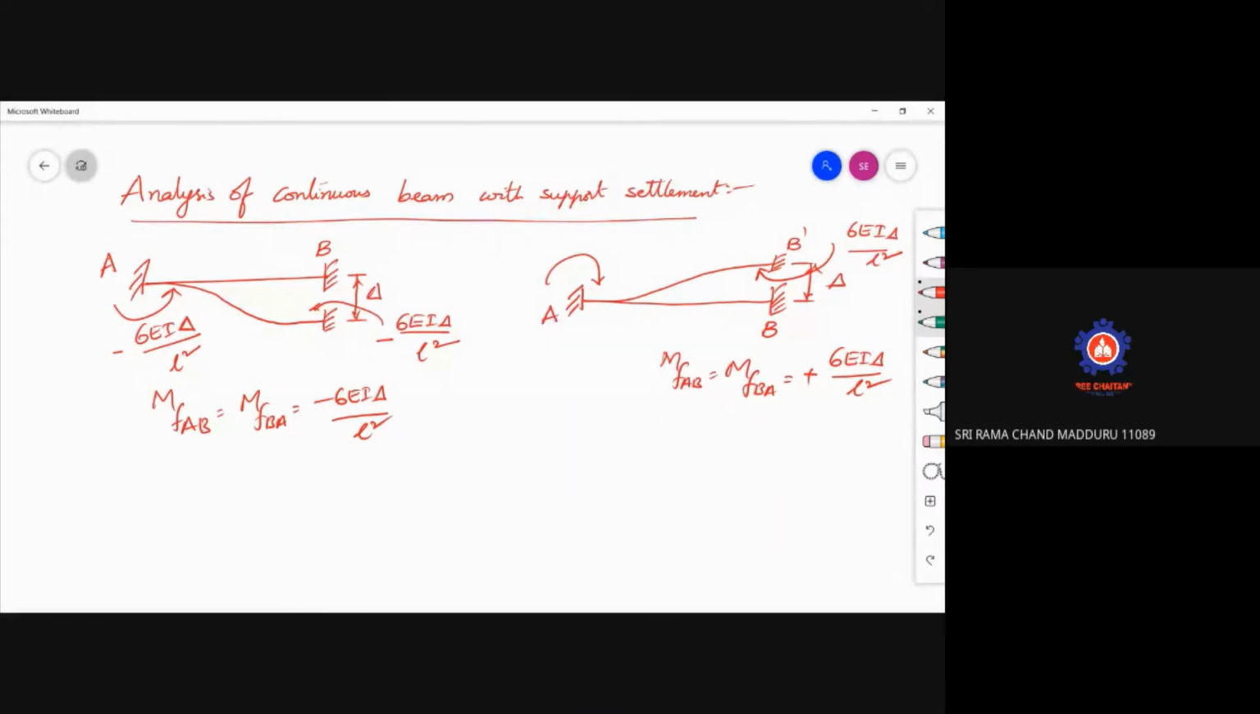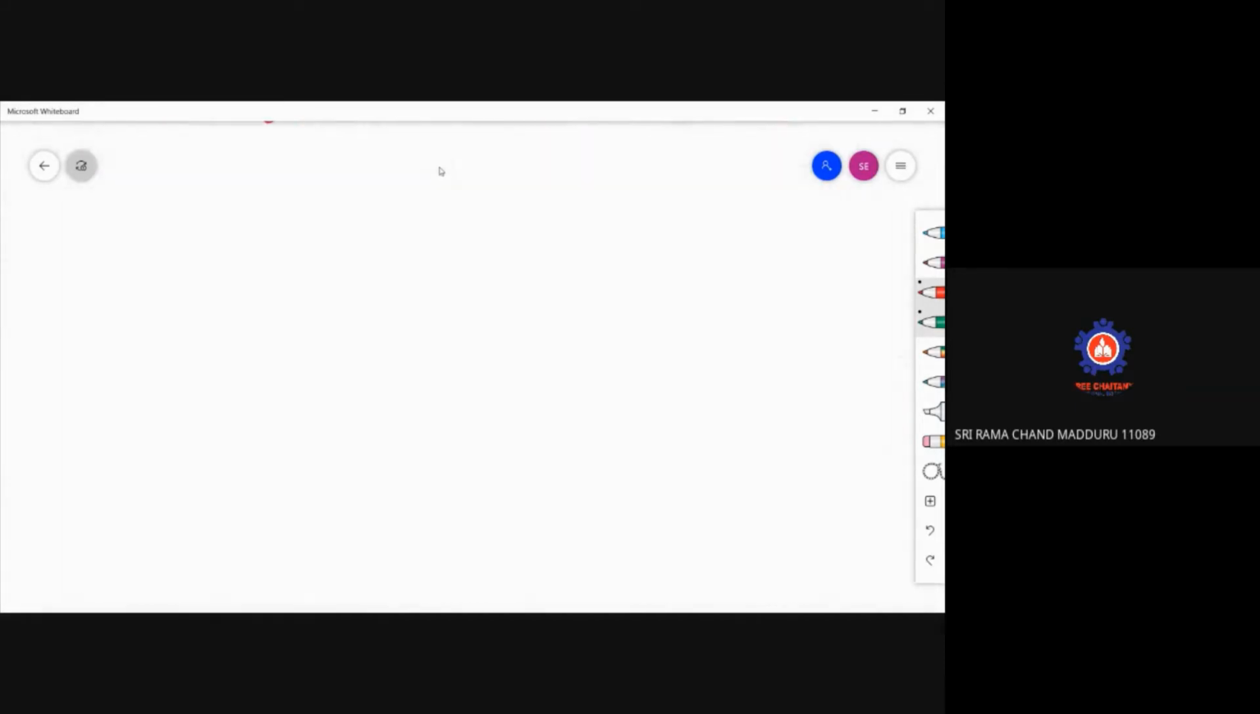Now we will go to one problem and we will try to analyze the given problem by considering a support that got settled. So note the problem. Analysis of a continuous beam.